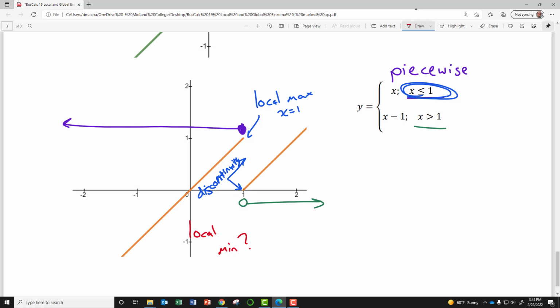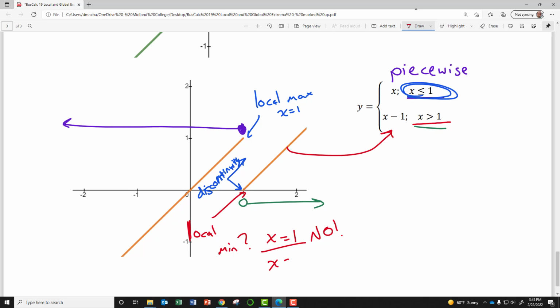And the reason is a little bit technical, but this piece of the function right here only applies when x is greater than 1. And so if you told me that this looked like a local minimum, I would ask you, well, where does that minimum occur? In other words, what is the x value? If you told me that the local minimum was at x equals 1, well then no, that would actually belong to the left piece of the function. That would be the local maximum, so this would be no.